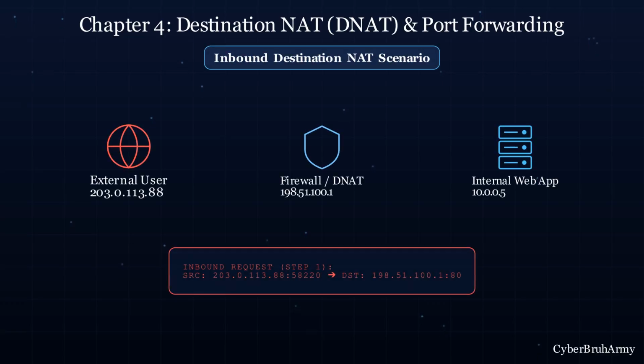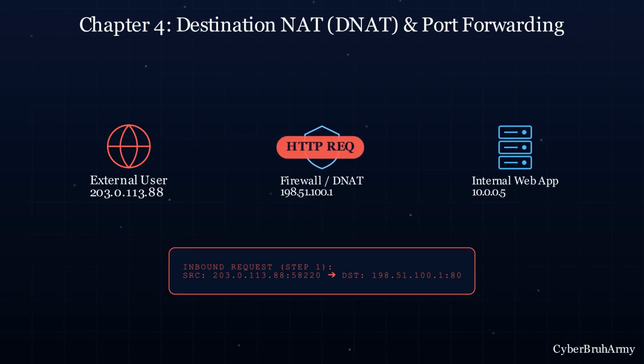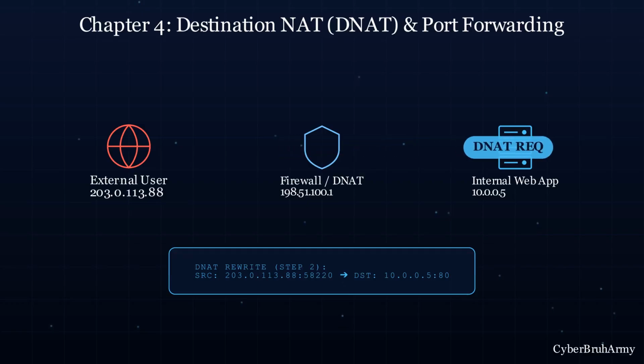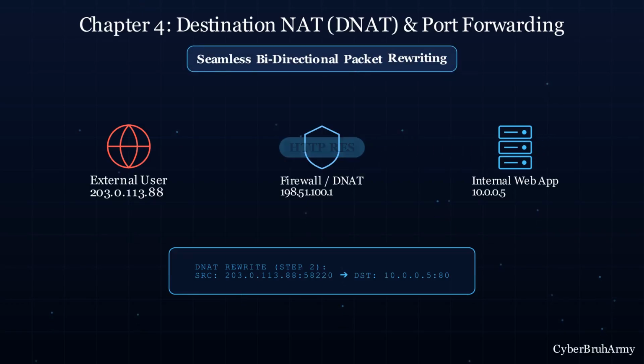Destination NAT is used when external users need to reach internal servers hosted behind a single public IP, commonly known as port forwarding. The edge firewall intercepts the packet and rewrites the destination IP from the public address to internal server 10.0.0.5. When the internal server replies, the firewall transforms the source IP back to the public address before sending it to the client.